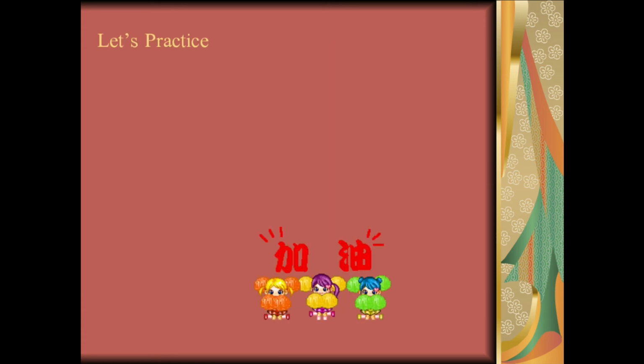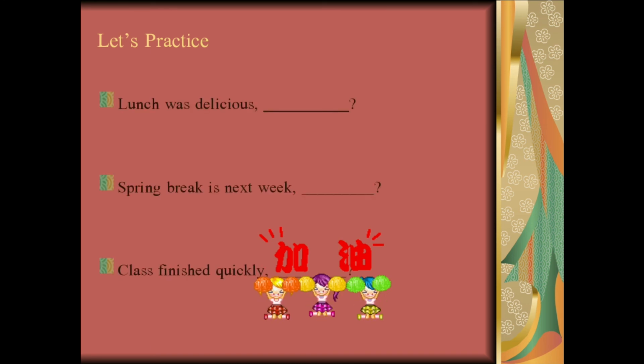Let's practice together another exercise. Are you ready? Lunch was delicious. The main sentence, lunch was delicious. So we have here the auxiliary verb was, and put it in negative, wasn't, and lunch means it. So, wasn't it?